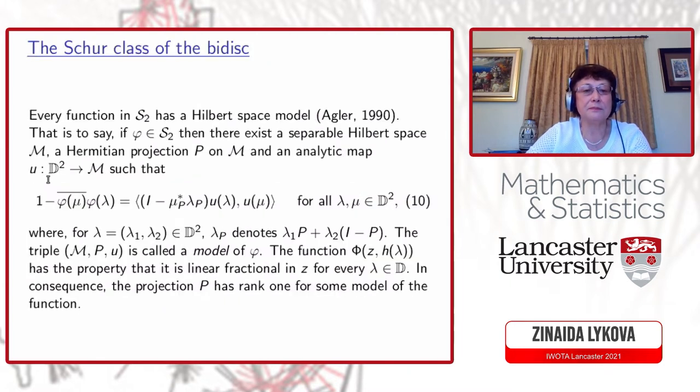And the Schur class on the bidisk. Using the Hilbert space model of Agler, for any function in S2 there is a separable Hilbert space M, a Hermitian operator on M, and an analytic map from Z2 to M, such that this formula holds. And so this would be part of our proofs.